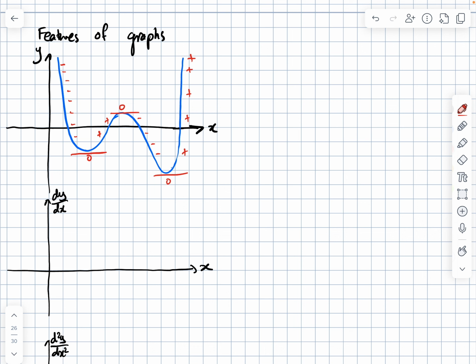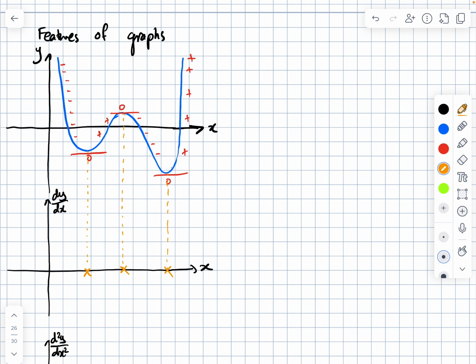Once I've got that, I'm going to sketch the points where the gradient is 0 on my dy dx graph. So I'm going to translate these points down here, down there, and the last one down here. So those will now be the new x-intercepts of my gradient graph, because that's when the gradient is 0.